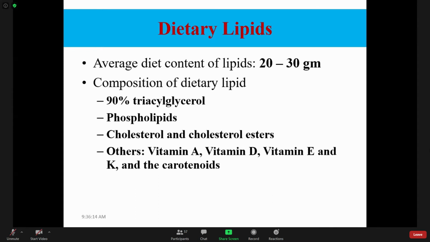If we go into specific lipids, then 90 to 95% of the fat present in dietary food is triacylglycerol. Apart from that, to a smaller extent, other lipids are also present in dietary food, such as phospholipids, cholesterol and cholesterol esters. Cholesterol and cholesterol esters generally come from animal sources. Apart from that, other fats like vitamin A, vitamin D, vitamin E, vitamin K, and the carotenoids are also present in food.